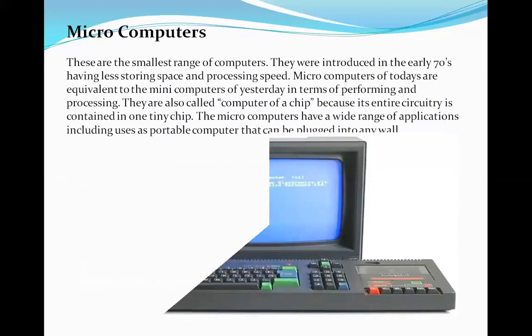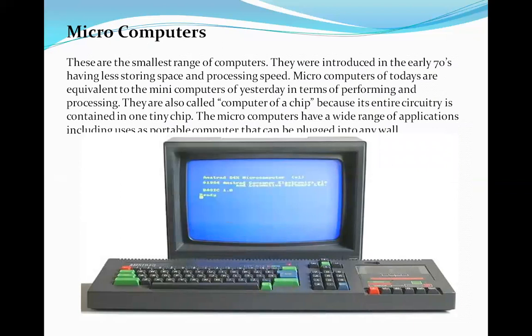Next is microcomputer. These are the smallest range of computers. They were introduced in the early 70s, having less storage space and processing speed. Microcomputers of today are equivalent to the mini computers of yesterday in terms of performance and processing. They are also called computer on a chip because its entire circuitry is contained in one tiny chip.